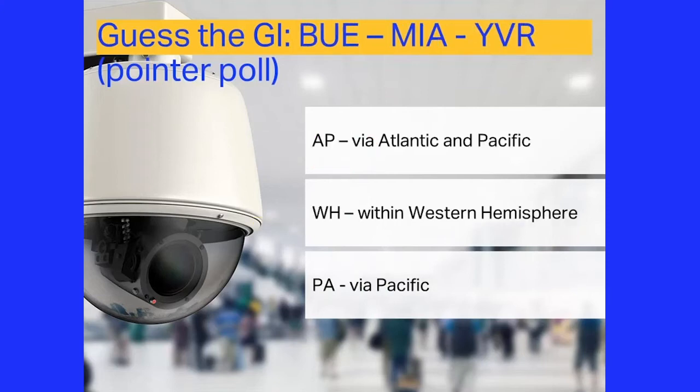Let's do another one. Use your pointers and tell me. Buenos Aires, Miami, Vancouver. What is the global indicator for this? Point it over or next to the global indicator you want. If you want to say something else, feel free. It's not that you point to the correct answer according to the others. Feel free, give me an answer and we'll explain it.